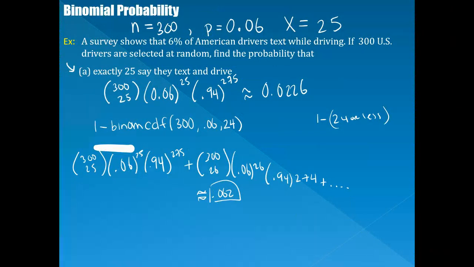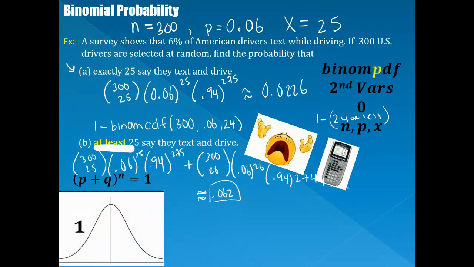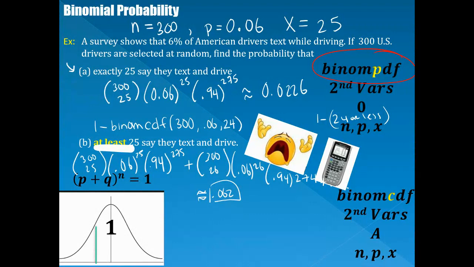Right, and so we want to remember that this here, binomial PDF, is calculating just one value, whereas this is calculating that amount and less, right? So 1 minus up to 24. So it's the probability that x is greater than or equal to 25 is 1 minus the probability that x is less than or equal to 24. Okay? So it's calculating the left tail. Is an important thing to recognize.